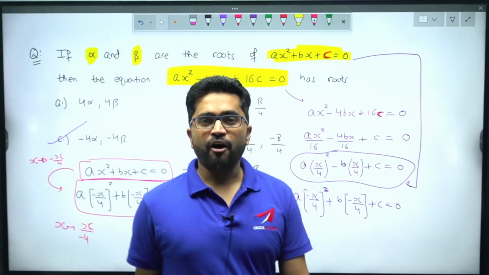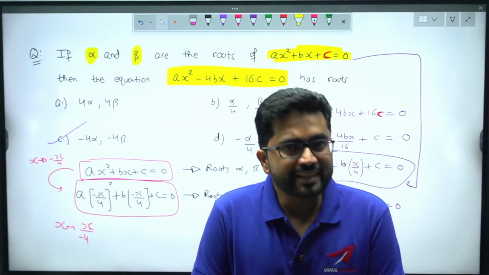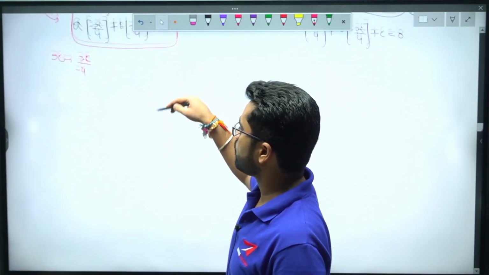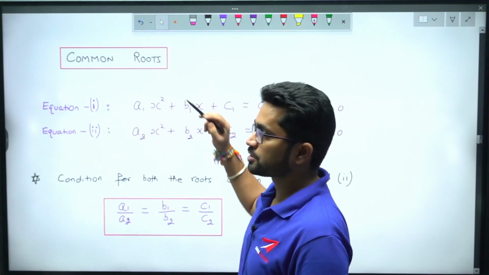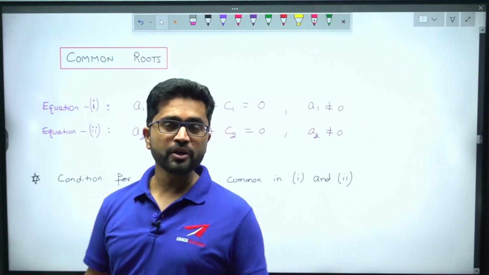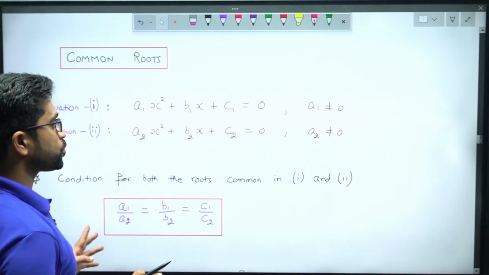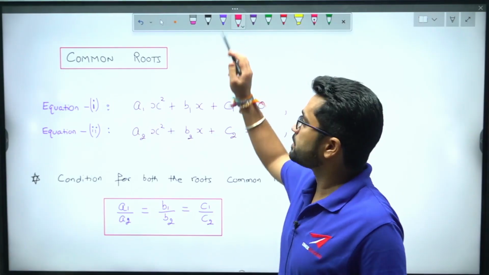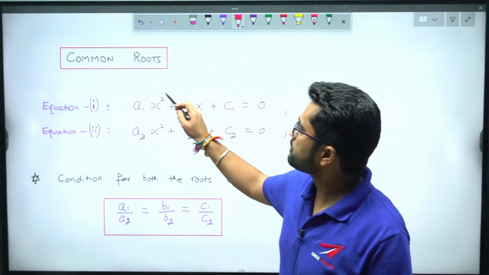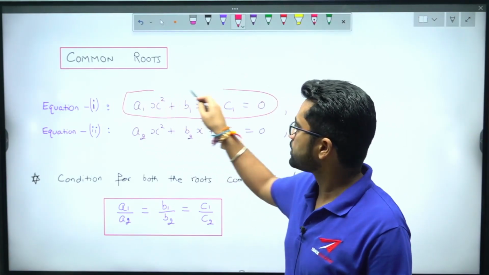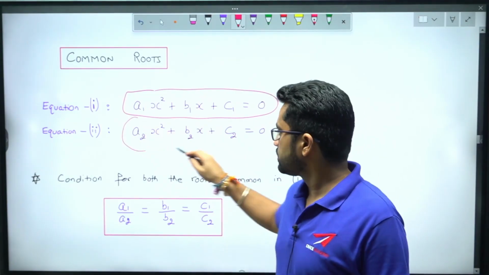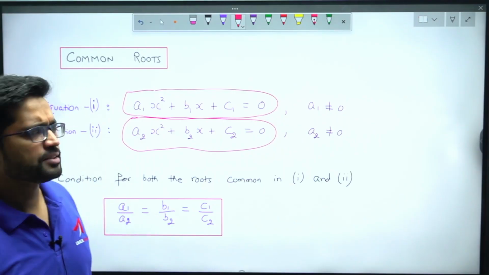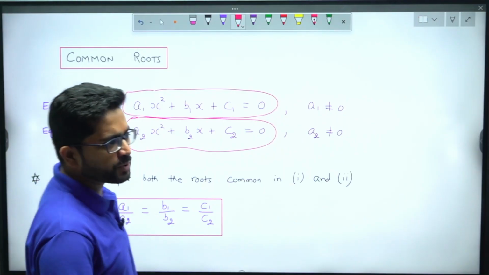So yes guys, after transformation, let's go to the next topic, and that topic is the concept of common roots. The concept of common roots between two quadratic equations. Let's see the concept. What is the meaning of common root? See, you have the first quadratic equation, as you can see. The first one has coefficients a1, b1, c1. The second one has coefficients a2, b2 and c2.